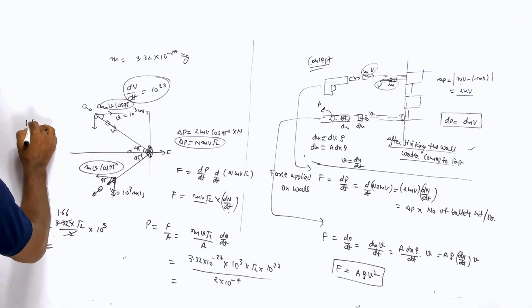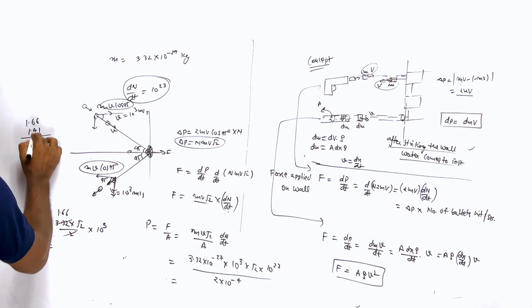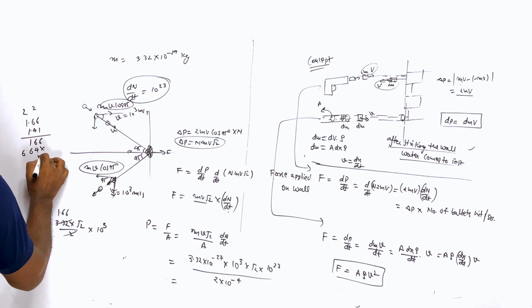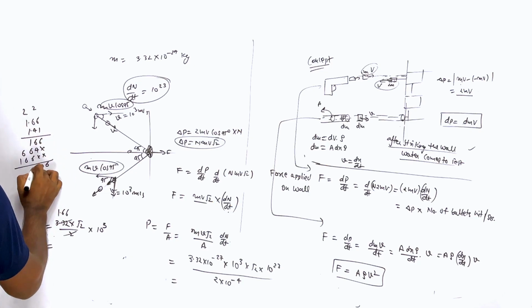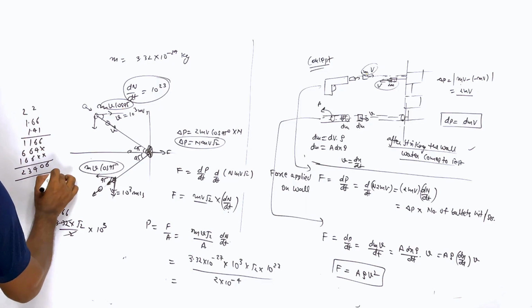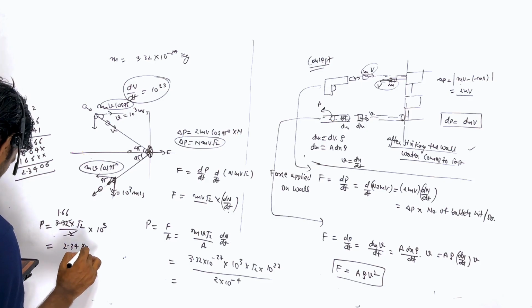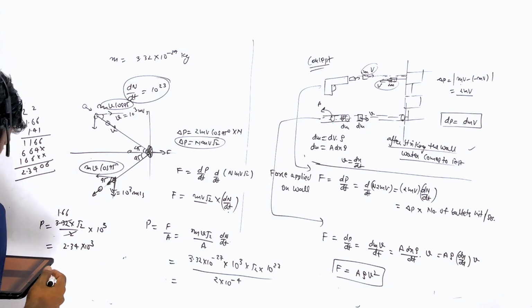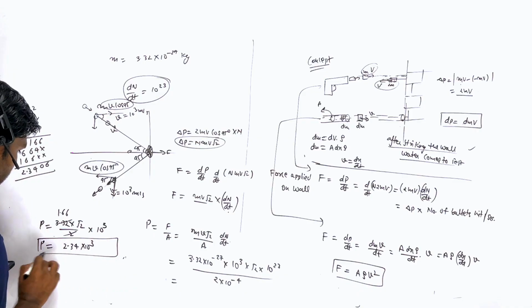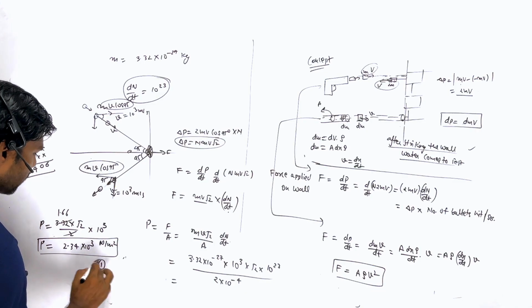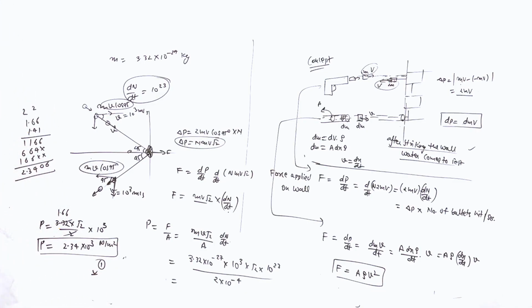1.66 into root 2, 1.41. Multiplying it out, we get 2.34 into 10 to the power 3, right? So this is the pressure in Newton per meter square. So the first option is the correct option. Copy this.